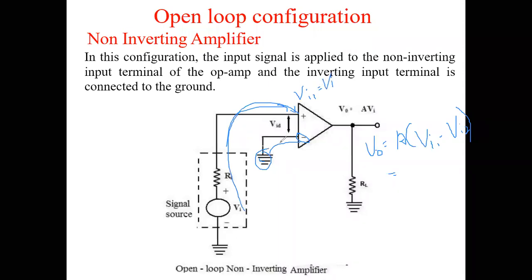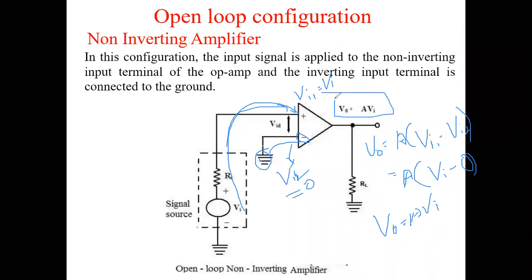And similarly, what about Vi2? Vi2 is equal to 0, as we are not giving any input to the inverting terminal. So substituting the values here, Vi1 is nothing but Vi, and Vi2 is 0, and therefore we have V0 is equal to A into Va. So this is what we got here.